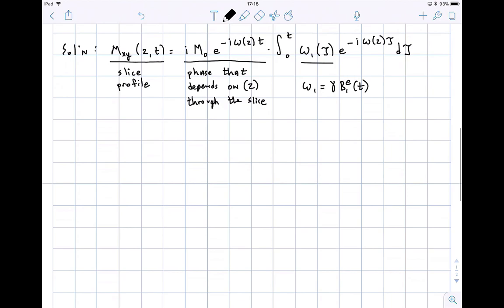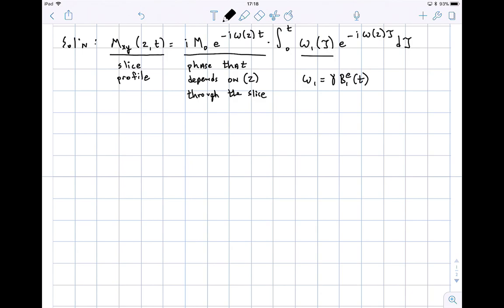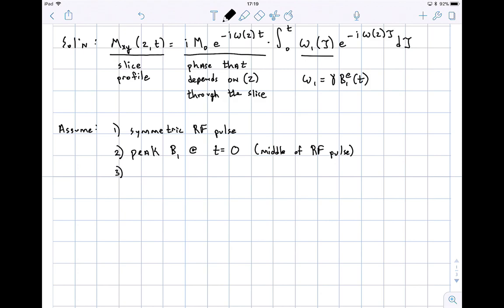So we can make a couple of assumptions about the RF pulse that we might use. Let's assume, for example, that you typically have symmetric RF pulses, time symmetric. It typically will have some peak, say B1, at what I'll call time equal to zero, the middle of the RF pulse. And then it has some duration, and we call that duration just tau RF.